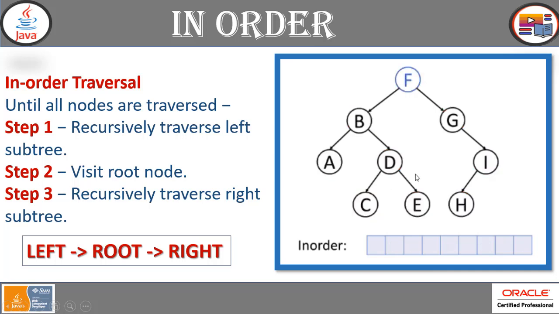See, if he goes to the D and checks for another subtree, so it has a left. So he will read the C and then check the root, that is D, and then it will check the right, E. So this is how we go with the in order. We just remember the formula is left, root, right.